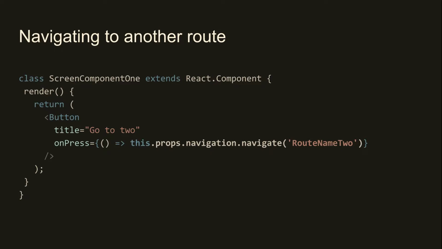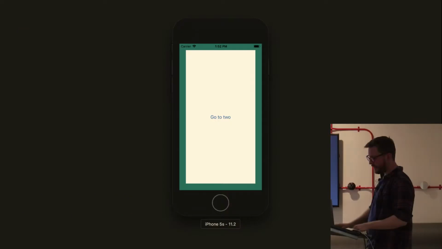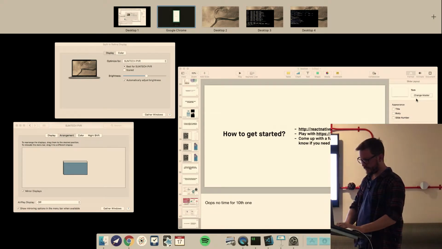So when we want to go to another route, we can render a button, and when you press on the button, we call navigate on this navigation prop and pass in the name of the route. The navigation prop is passed into every screen component, and it has this set of props on it. It has navigate, goBack, setParams, getParam, dispatch, etc. This is fully listed inside of this screen in the documentation, along with a bunch of other information on how to use them. But for now we're just going to talk about navigate, and we're going to put together a little example that shows us how to switch between some things.